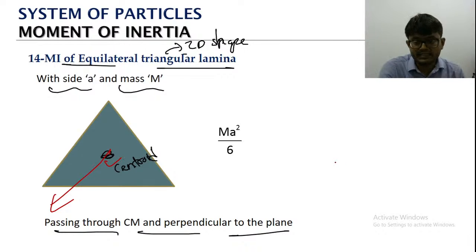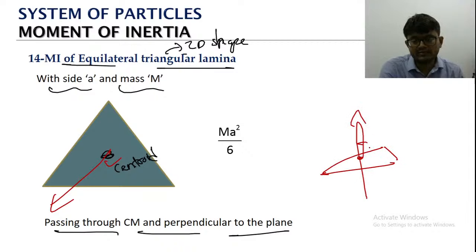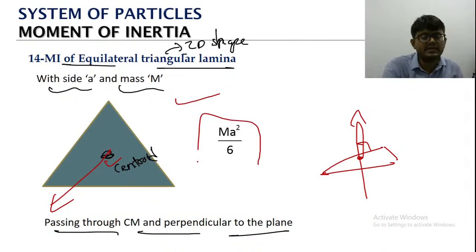If you look at it sideways, it will look something like this. This is the triangle, and the axis will be passing through the centroid and perpendicular to the plane. This one is like you are seeing from the top, and this is the side view. What is the moment of inertia? It will be M into A square by 6.